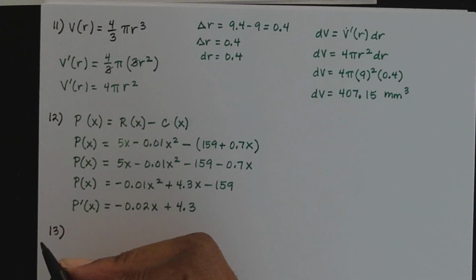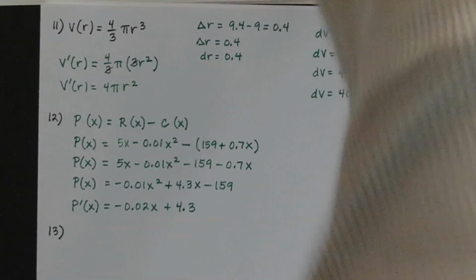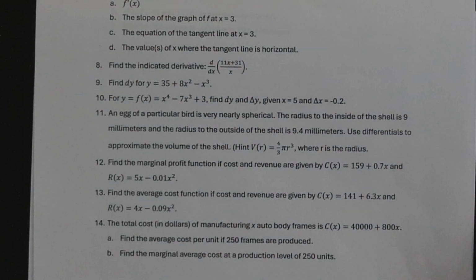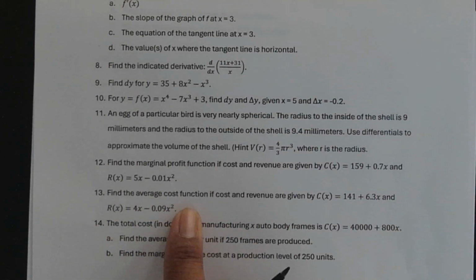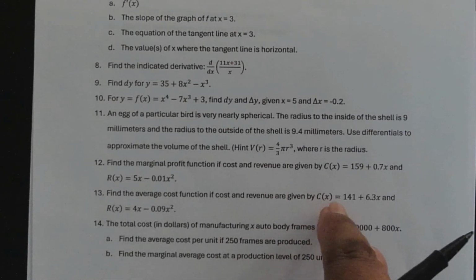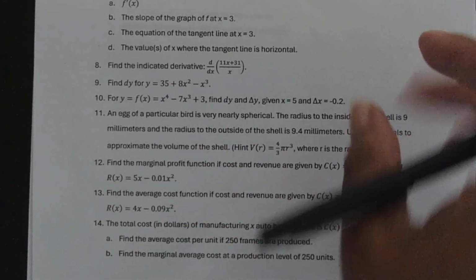Number 13 is finding the average cost function if the cost and revenue are given by C of x is equal to 141 plus 6.3x and R of x is equal to 4x minus 0.09x. Now it says average cost function. That means the only thing we need to be dealing with is just this cost function that's given to us, not the revenue.